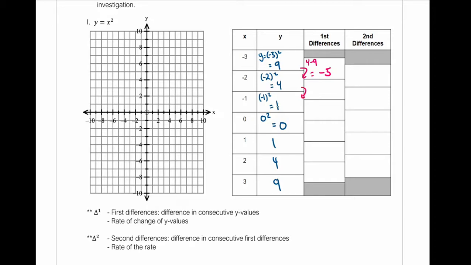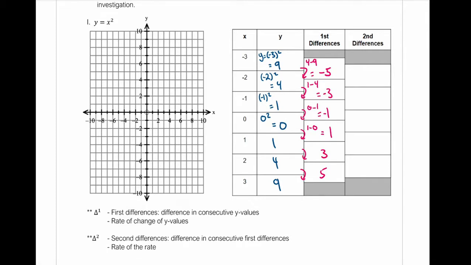Same thing for the next one. Bottom minus the top, 1 minus 4, -3, or we're decreasing by 3. And 0 minus 1, -1, or decreasing by 1. Same thing here, 1 minus 0, we're increasing by 1 now. Increasing by 3, increasing by 5. And that's our first differences.